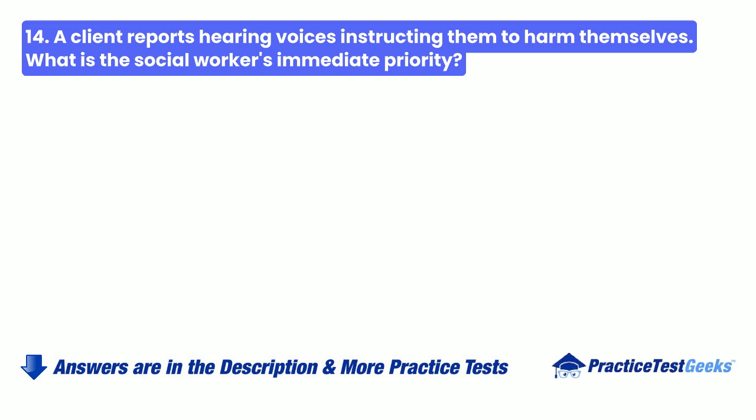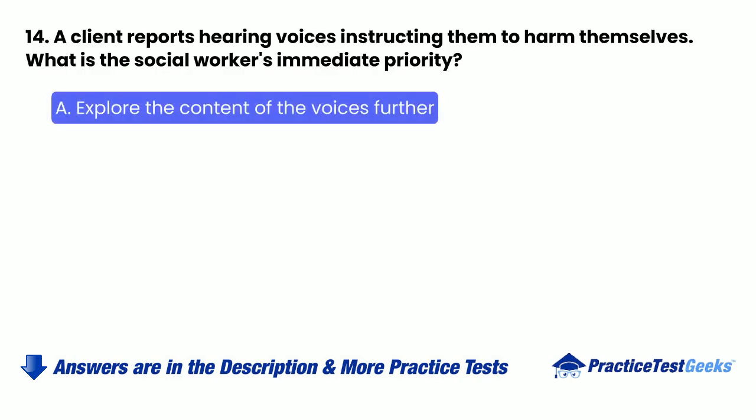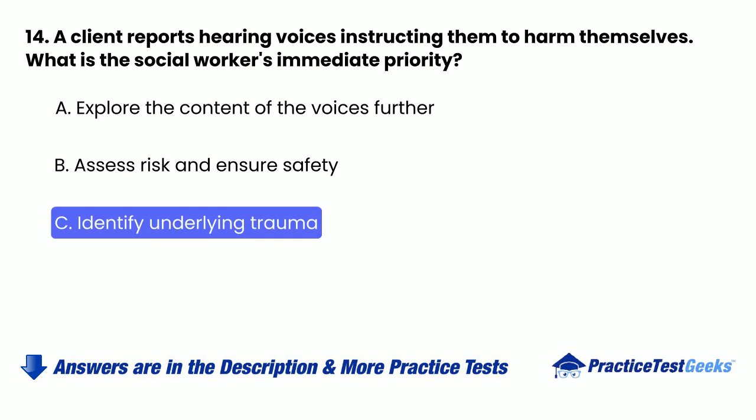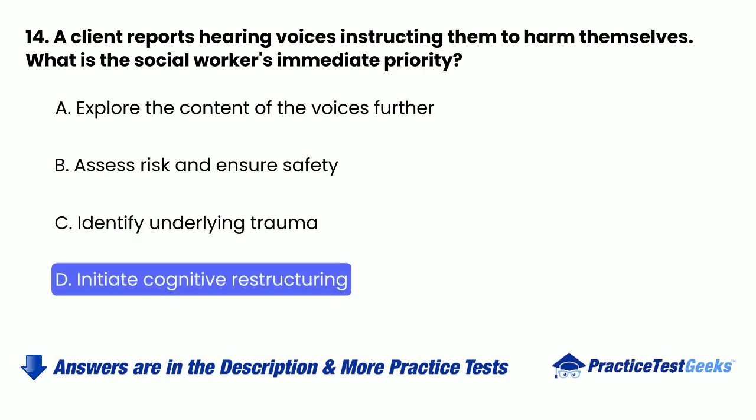14. A client reports hearing voices instructing them to harm themselves. What is the social worker's immediate priority? A. Explore the content of the voices further. B. Assess risk and ensure safety. C. Identify underlying trauma. D. Initiate cognitive restructuring.